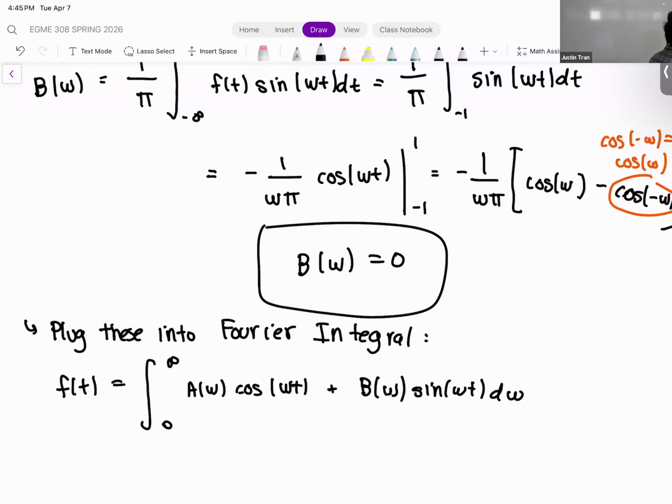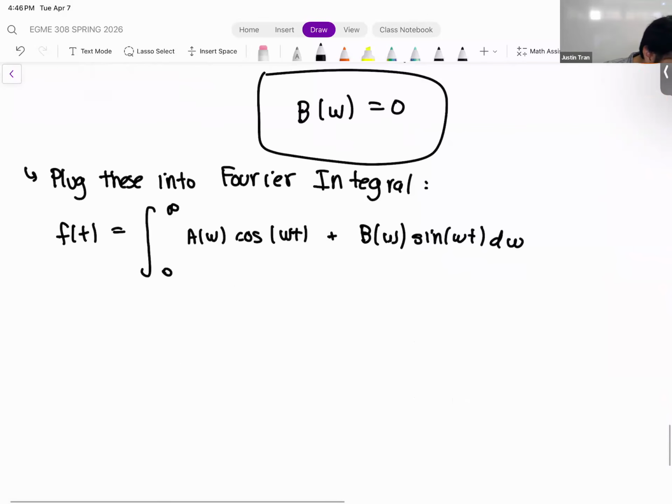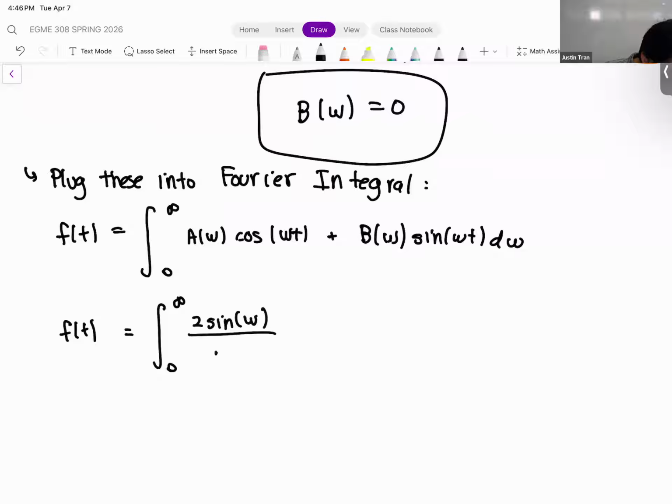All right, so we go ahead and plug in for our expressions here. So b of omega is equal to 0. So that second term there is just going to cancel out. And then we plug in for a of omega that we obtained earlier in the problem. Okay. So we get f of t is equal to the integral from 0 to infinity. A of omega here is 2 sine of omega divided by omega times pi, times cosine of omega t d omega.